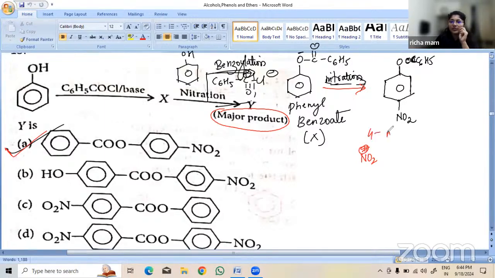So it is 4 nitro, because 1, 2, 3, 4. So it is 4 nitro. Then you have phenyl benzoate. So 4 nitrophenyl benzoate is the name of this compound, which is the major compound. I hope it is clear now. Yes, is it clear?